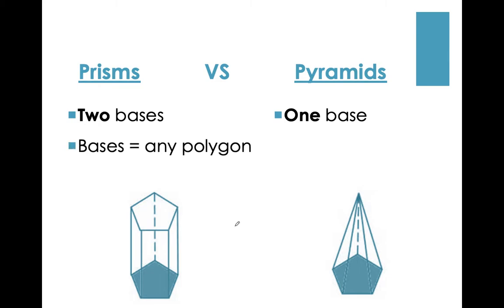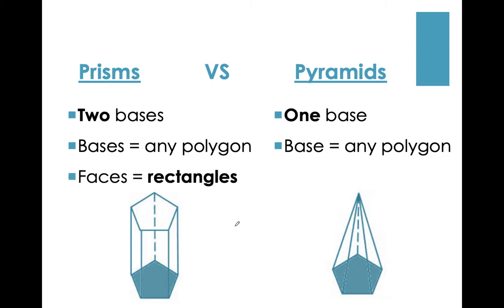Prism's bases can be any polygon, and same with the pyramid's base, it can be any polygon. Remember, a polygon is simply a closed figure with any number of straight sides. And for a prism, its faces are rectangles, and a pyramid's faces are triangles. So those are the major differences between prisms and pyramids.